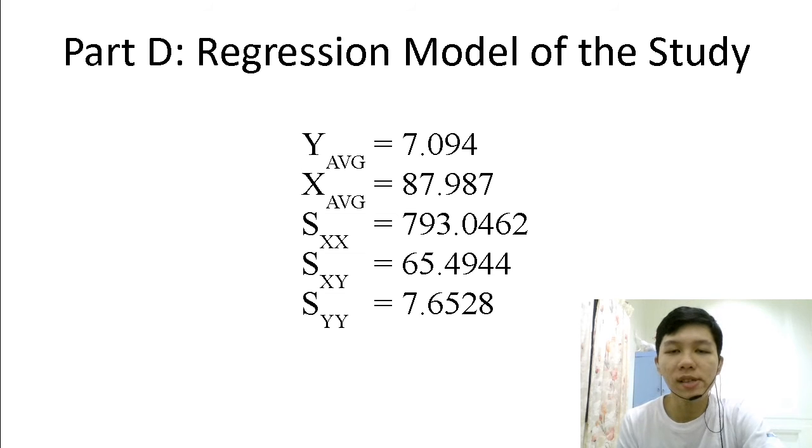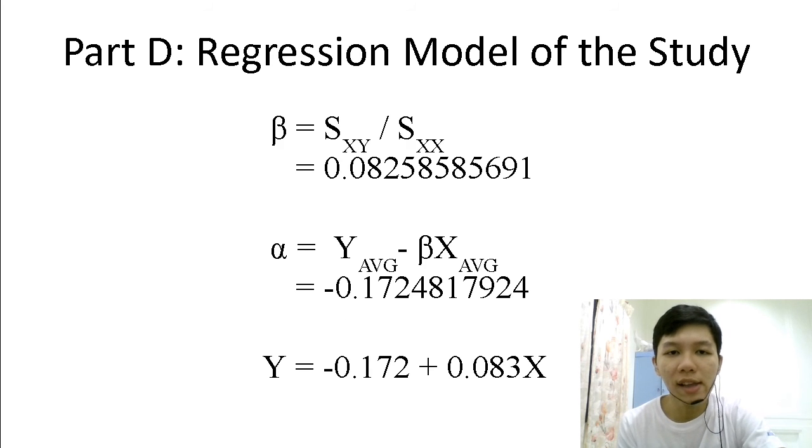From the previous data collected, we can generate this data, y average and x average from part A, where we calculate the means, while Sxx, Sxy, and Syy will be calculated manually using a formula. And this is the value that we achieve. From these values alone, we can get beta and alpha. Beta equals 0.083 and alpha equals negative 0.172. And from these two values, we can model our linear regression model, which is negative 0.172 plus 0.083x.